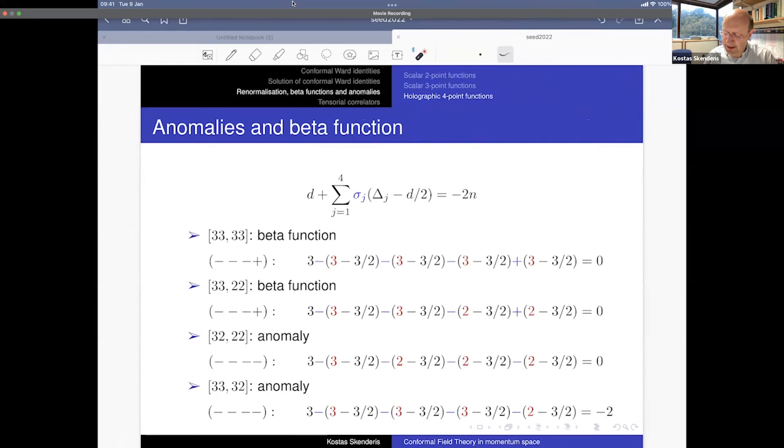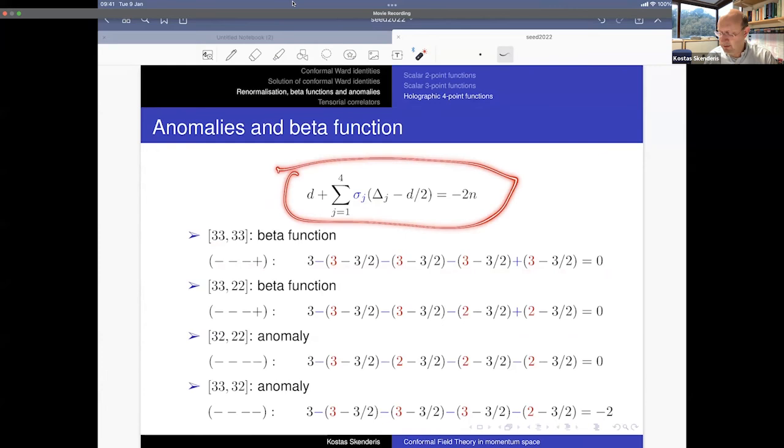Now a four-point function is given by that expression where the sigmas are the signs, plus or minus. And in this part, let's do an example, 3, 3, 3, 3. So this means that we're in space-time dimension 3. So this is that 3. And then these deltas are all 3s, so these are the red 3s. And I'm looking at the case where I have 3 minus and 1 plus. So the signs here are minus, minus, minus, plus. And then if I add all of these numbers, I get 0, which means I satisfy that condition with n equal to 0. And the same for all the other ones.